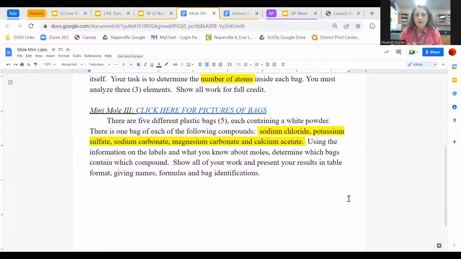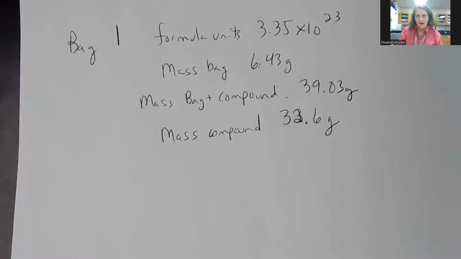All right, so what you're going to be asked to do is as follows. From the lab itself, you're going to be given 5 different bags, and each contain a white powder. Each one of the bags are either sodium chloride, potassium sulfate, sodium carbonate, magnesium carbonate, or calcium acetate. So you're going to have to figure out which one you have. You're going to be doing a series of calculations from that data, and from there, you are going to find which substance you have.